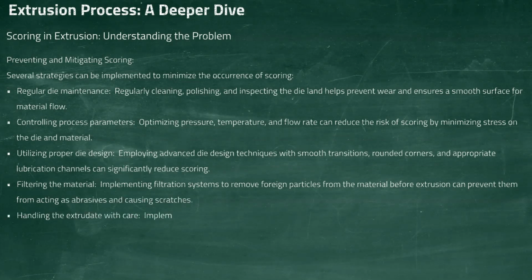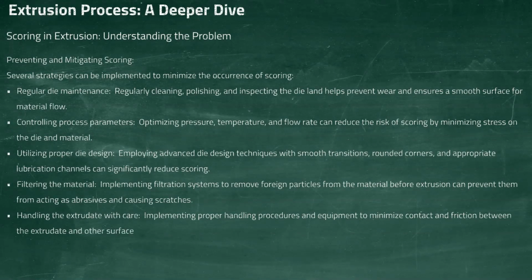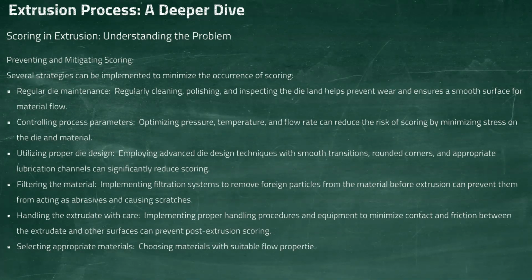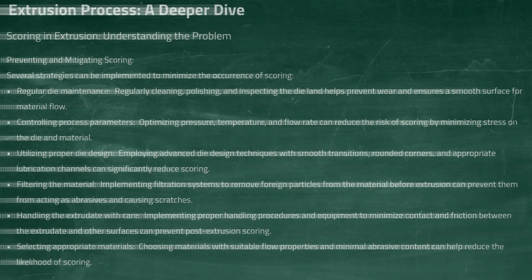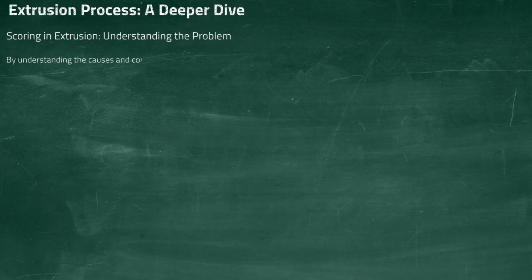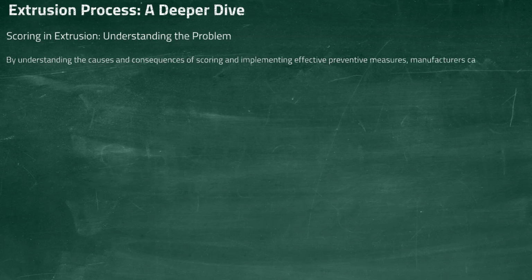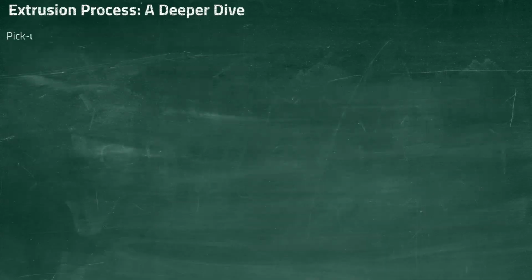causing scratches. Handling the extrudate with care. Implementing proper handling procedures and equipment to minimize contact and friction between the extrudate and other surfaces can prevent post-extrusion scoring. Selecting appropriate materials. Choosing materials with suitable flow properties and minimal abrasive content can help reduce the likelihood of scoring. By understanding the causes and consequences of scoring and implementing effective preventive measures, manufacturers can ensure high-quality extruded products with a smooth, aesthetically pleasing, and functional surface finish.